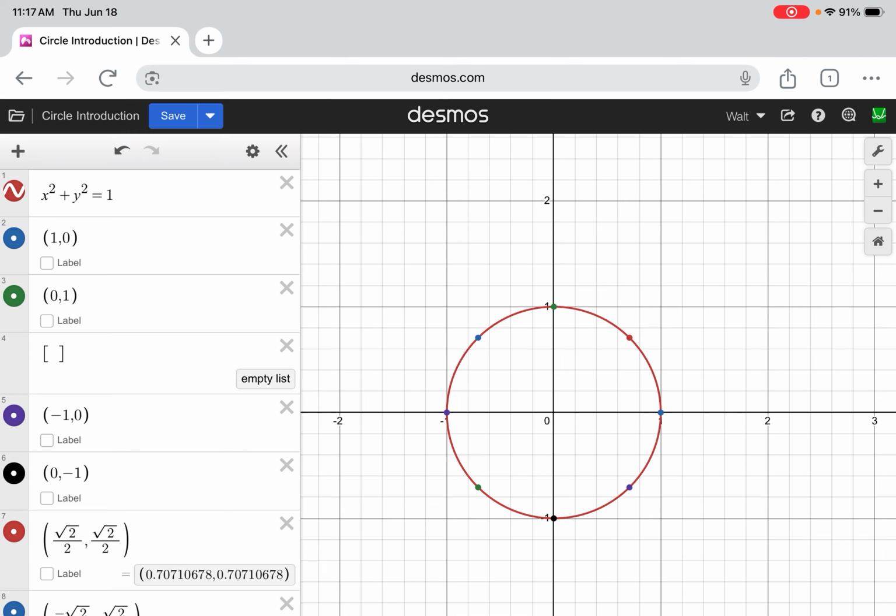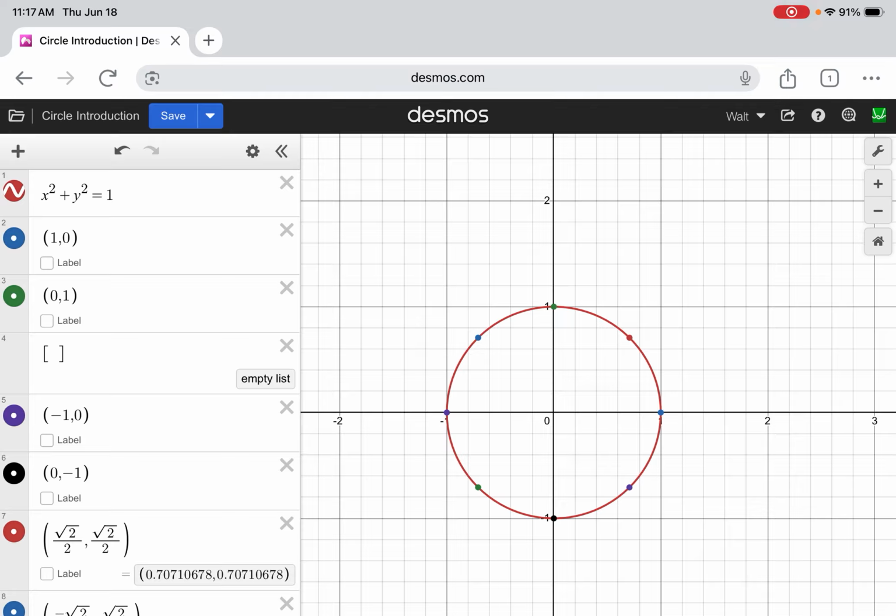So if we talk about all the points that are 1 unit from the origin, then we have a circle, and that particular circle is called a unit circle. It's a circle of radius 1. Now, if we had a circle of radius 2, then that would refer to all the points in the plane that are 2 units from the origin.